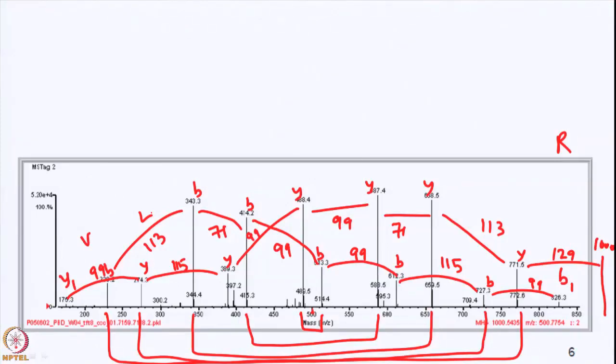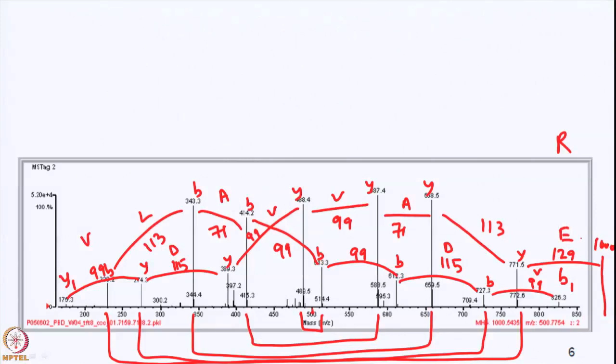115 is aspartic acid. 99 is valine. Where are we here? 71 is alanine. There's a bunch of valines here. Alanine. 115 is aspartic acid. That's valine, and this is glutamic acid. 129 is E.